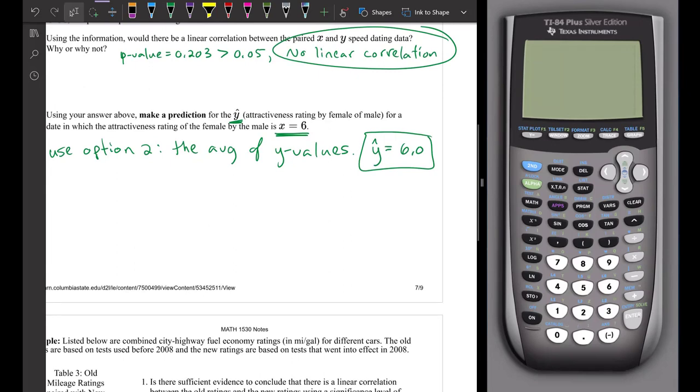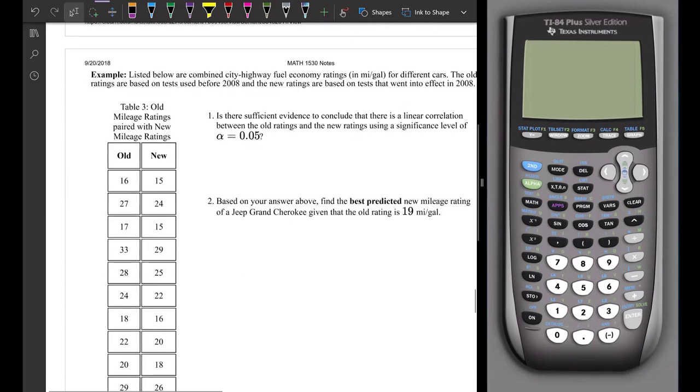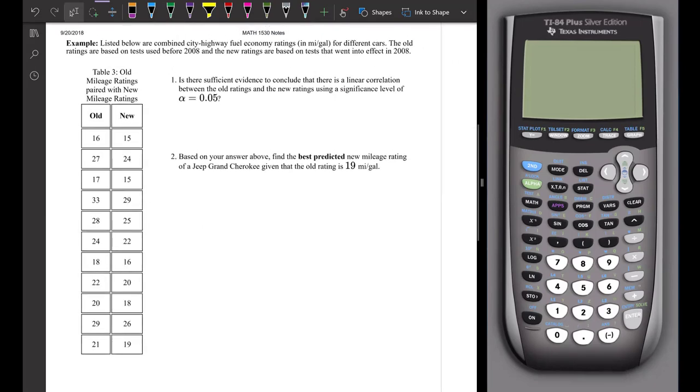Go down to the next problem right here, and let's do one where we have a large list of data of old and new fuel economy ratings, and we're going to see if there's a linear correlation or not. I'm going to give you some chance to enter this data into list 1 and list 2. And you can pause the video and enter this data on your own. Okay, once you get your data entered into list 1 and list 2, now you're ready to go into LinRegTTest to see if there's going to be linear correlation or not.